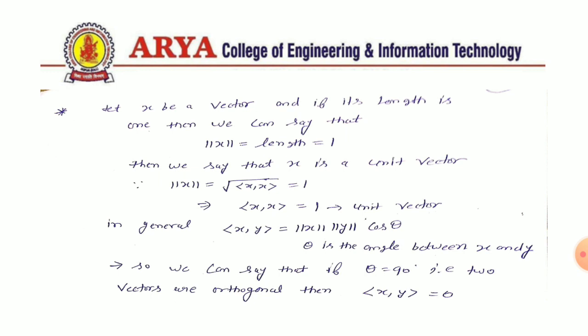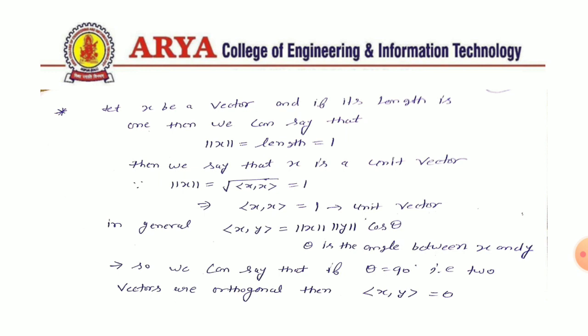How to define orthogonality? Let x be a vector and its length is 1, then we can say that norm of x equals 1. In other words, if norm of x equals 1, then square root of inner product of x and x equals 1, which implies that inner product of x and x equals 1, which is a unit vector.